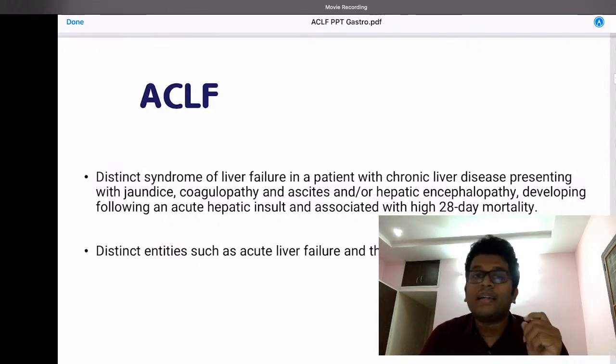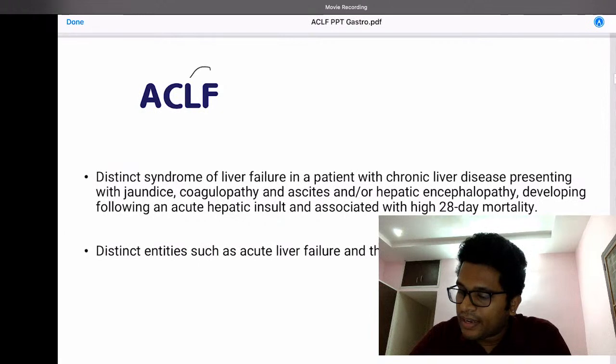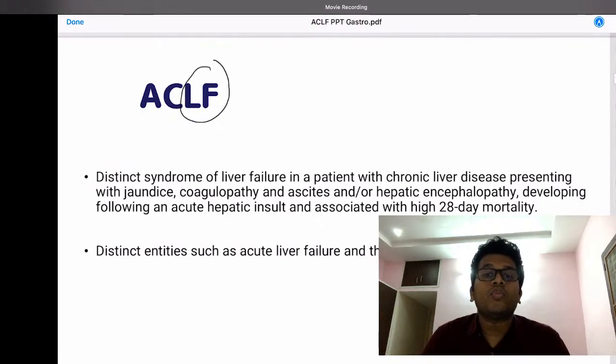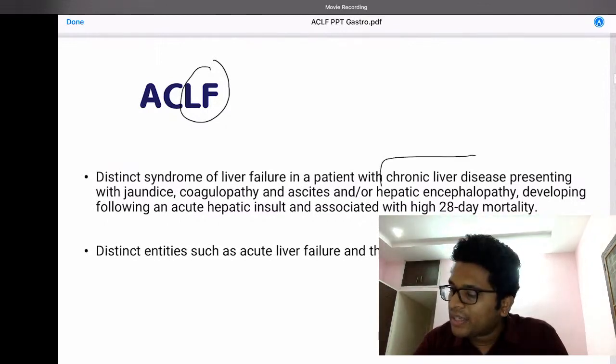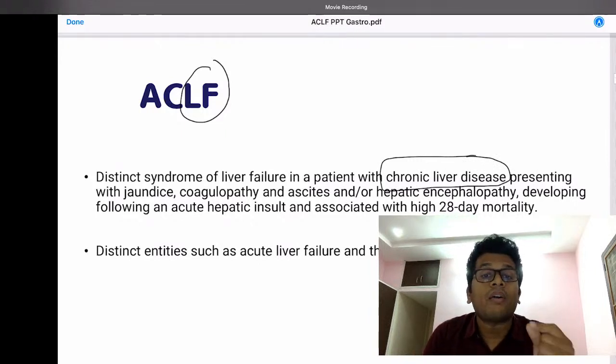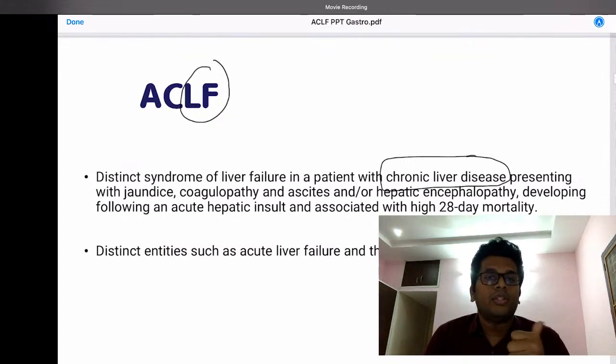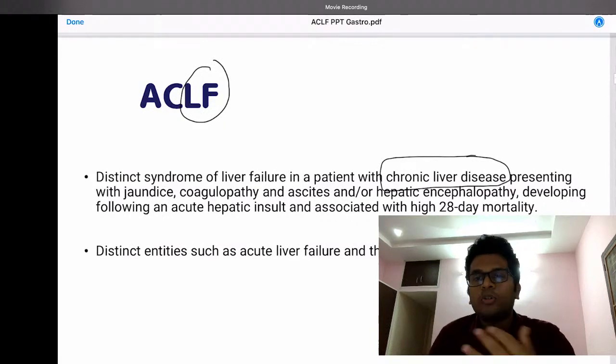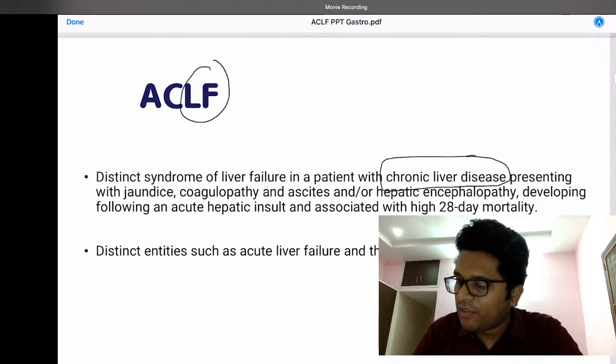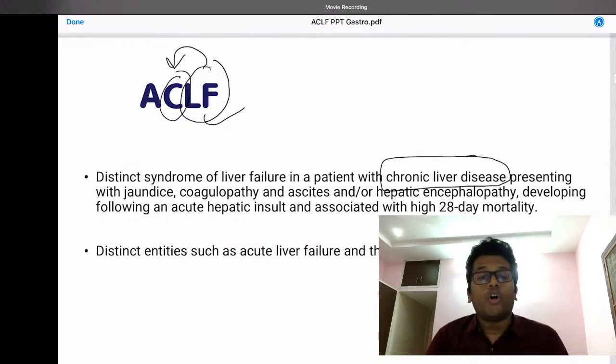Now ACLF is a distinct syndrome of liver failure. First thing is it's a liver failure in a patient with chronic liver disease. Now again, I'm not mentioning cirrhotic or non-cirrhotic. It could be either, but the patient should have a chronic liver disease where the patient presents with jaundice and coagulopathy and ascites and/or hepatic encephalopathy developing following an acute hepatic insult, and is associated with a high 28-day mortality. So let's split up the definition. I'll go into specific definitions a little later. So this is specifically where there is liver failure in a patient with chronic liver disease which presents with jaundice and coagulopathy and complicates as ascites or hepatic encephalopathy and has a high 28-day mortality.